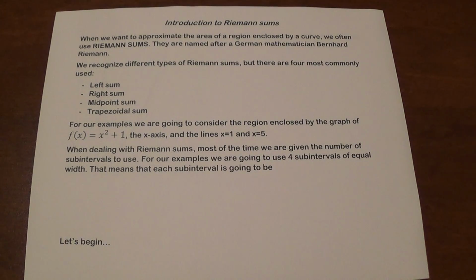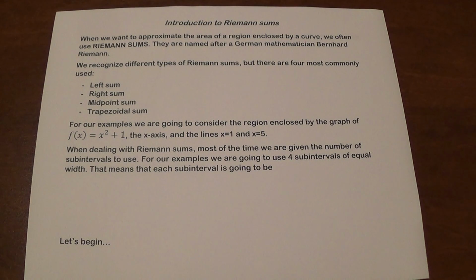Hi, in this video we're going to do an introduction to Riemann sums. When we're trying to approximate the area of a particular region that's enclosed by a curve, we use what's called Riemann sums. They're named after a German mathematician, Bernhard Riemann. We typically recognize four types of sums that are most commonly used: left sum, right sum, midpoint sum, and the trapezoidal sum.